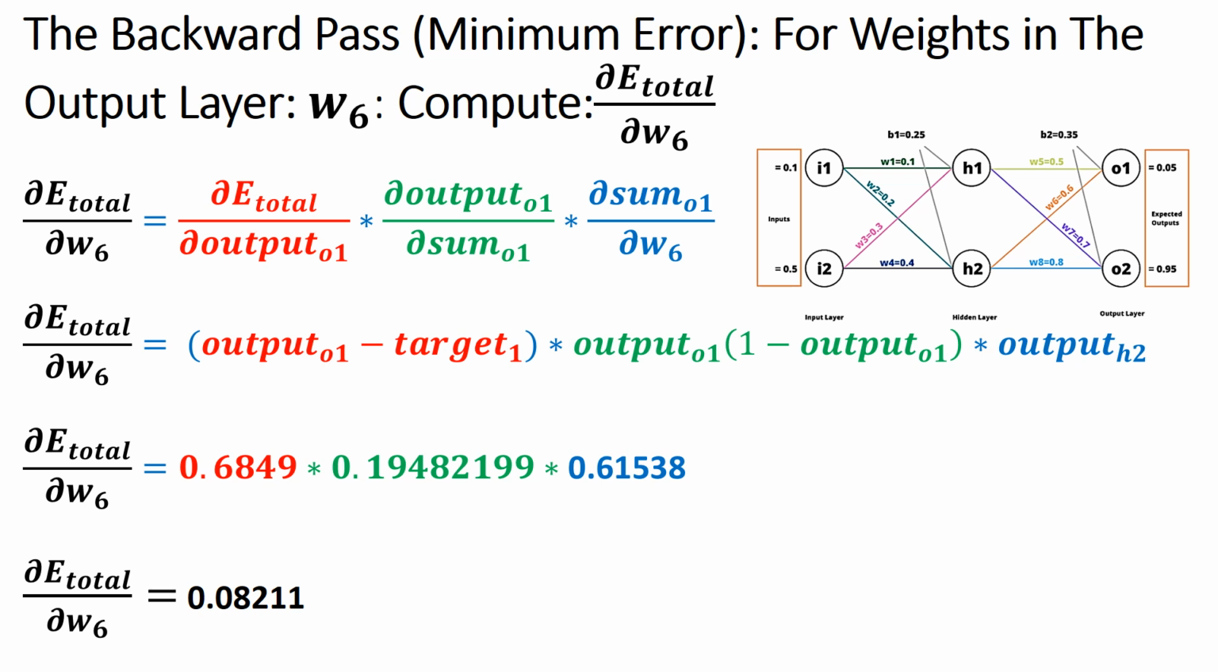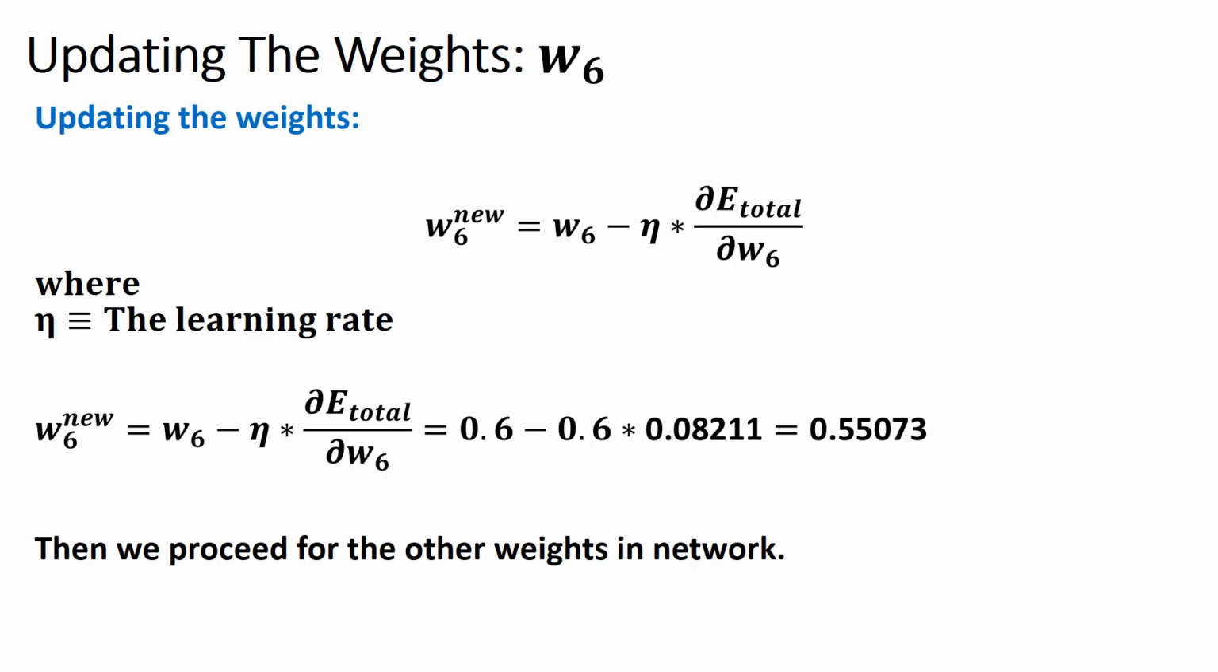Now we update. W6 new equals W6 old minus eta multiplied by partial E total by partial W6, and we plug the numbers, and this is the new W6. Then we proceed for the other weights in the network.